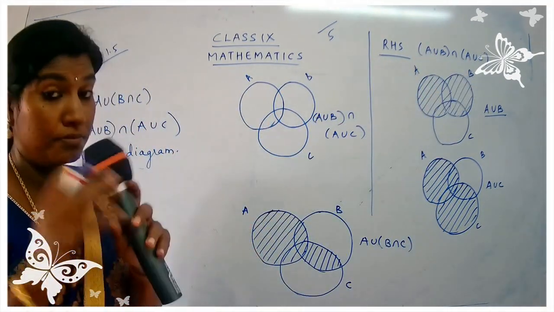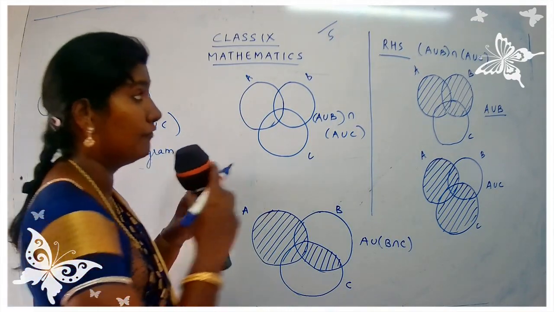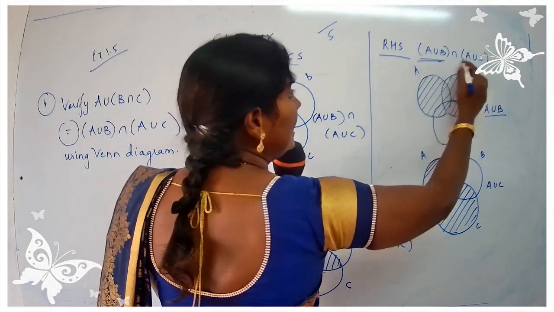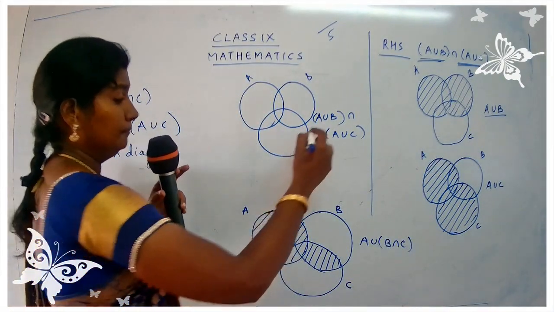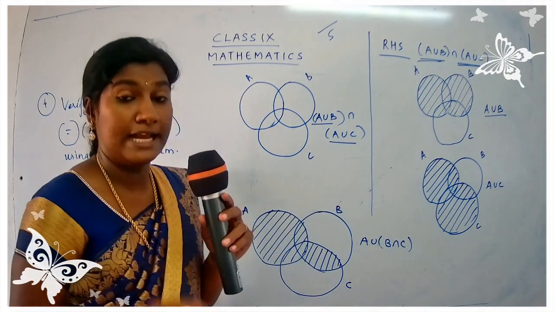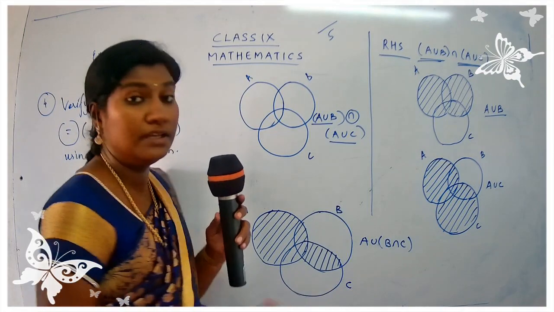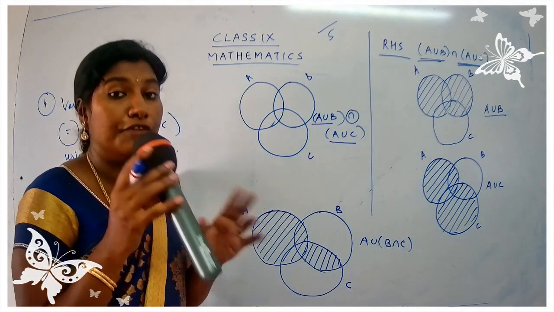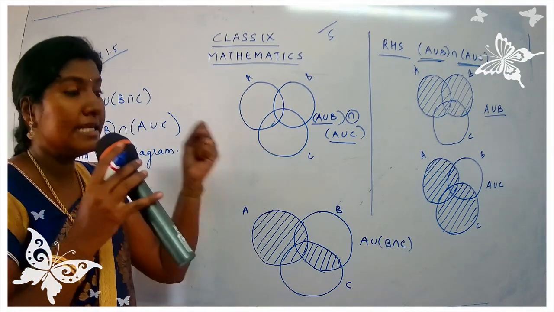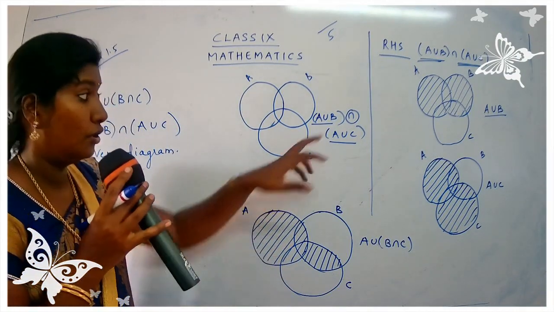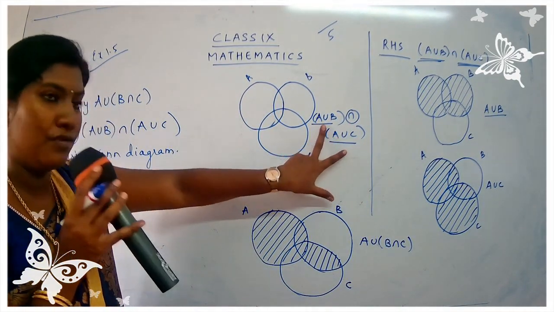Now just read the RHS carefully. A union B intersection A union C. That means you are going to take the common part. What is given here? Intersection is given. What is the meaning of intersection? You are going to take the common part. Common part of what? You are going to take the common of A union B and A union C.